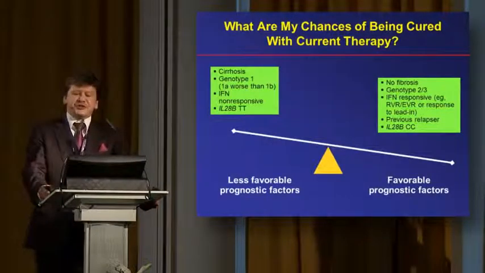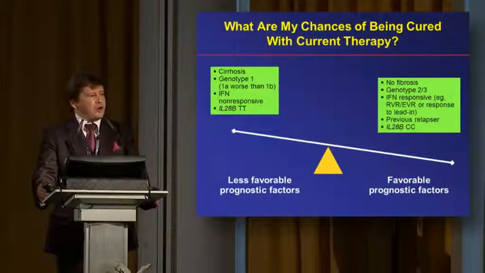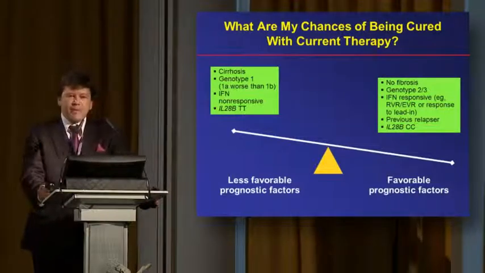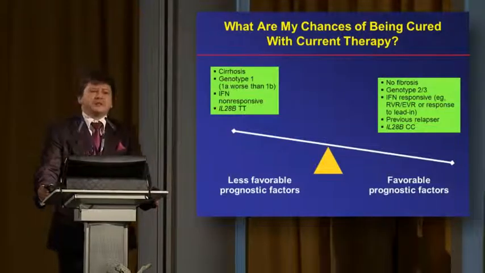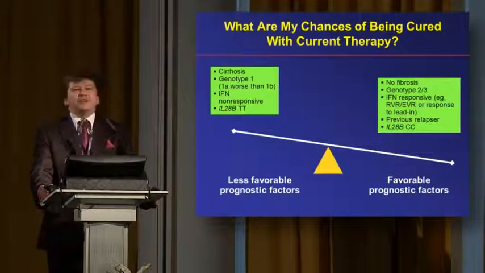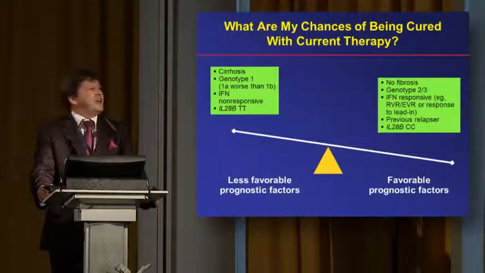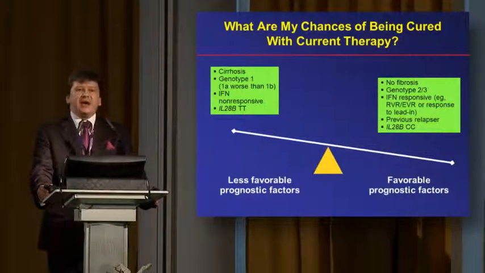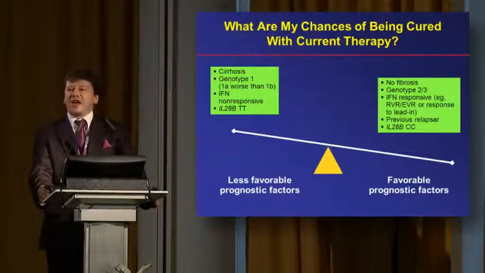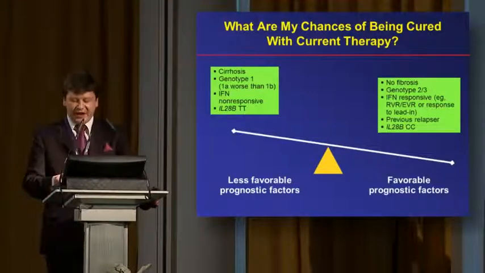What are my chances of being cured with current therapy? You look at favorable and less favorable prognostic factors. How will we use all the new predictors with new DAA combinations, especially in interferon-free regimens? What is the role of such predictors in new DAA combinations?